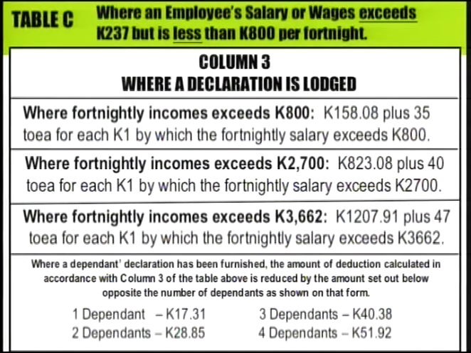It says the amount of tax is reduced by the amount set out below opposite the number of dependents shown on that form. So if the number of dependents is 3 dependents, the tax is reduced by this value. Where dependent declaration has been furnished, the amount of deduction calculated in accordance with column 3 of the table is reduced by this amount.